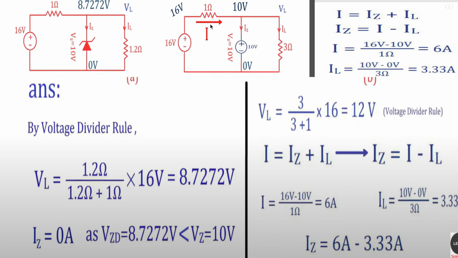And in the second circuit B, again we do the same math using VDR. We found the voltage VL equal to 12 volt, which is greater than VZ of 10 volt. So in that case we need to find the current. You can see that I equals IZ plus IL. After this we can do the math and find IZ equal to I minus IL, so 6 ampere minus 3.33 ampere. IL equals 10 minus 0 divided by 3, and we found 3.33 ampere. And that's how we do the math.